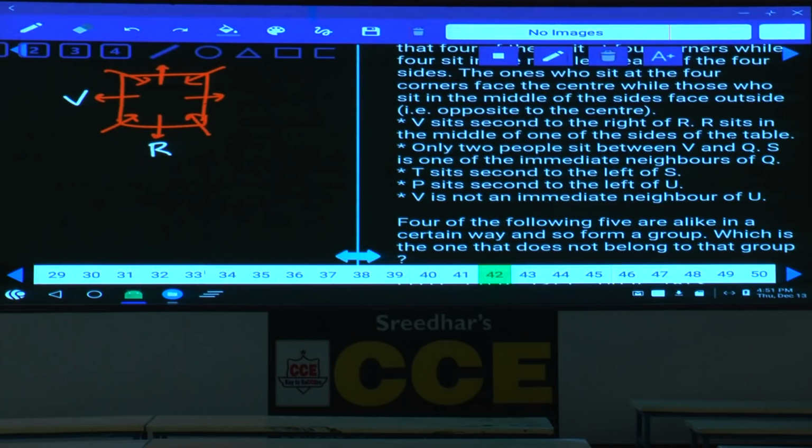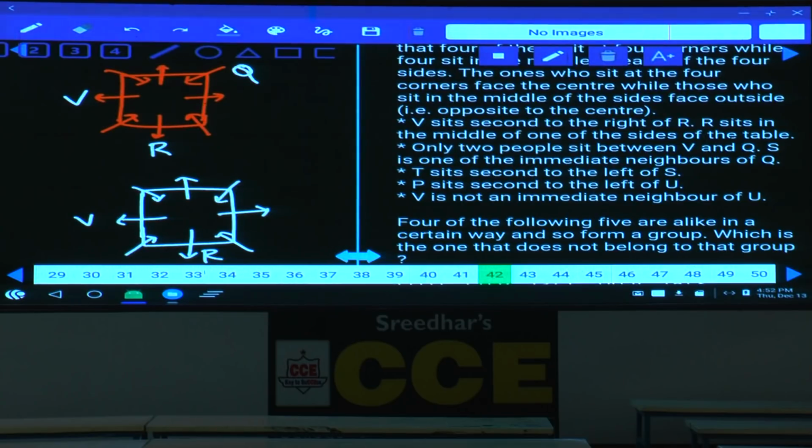Only two people are between V and Q. As only two people are between V and Q, how many possibilities do we have? We have two possibilities, V and Q. Q can be here, that is one possibility. And what is the second possibility? Eight persons, 1, 2, 3, 4, 5, 6, 7, 8. The persons at the corners are facing the center, and the persons at the middle of the sides are facing away from the center. Then what is the information here? R here, and next V at this place, and only two people between V and Q. Q can be at this place. This is another possibility, isn't it? Q can be at this place as well.